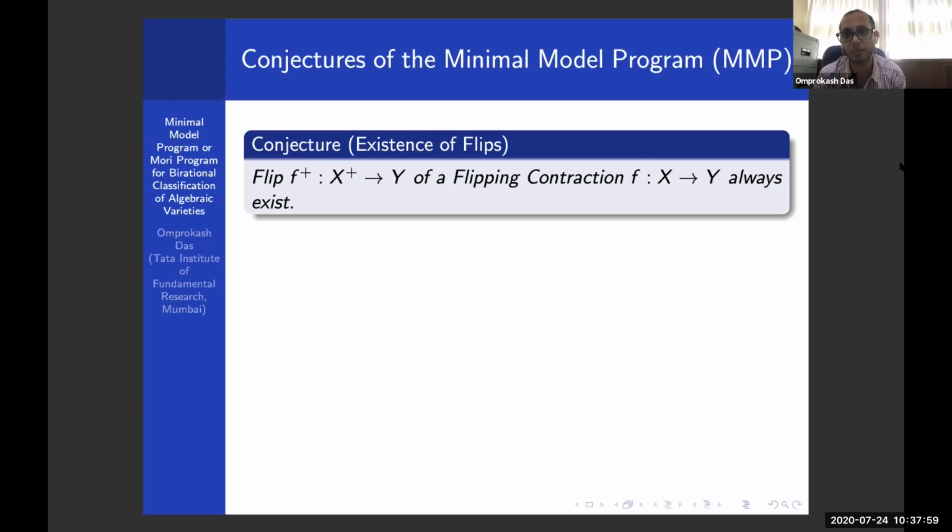This means that if you have a flipping contraction X to Y that contracts something of codimension greater than or equal to 2, then the singularity of Y becomes very bad. Then I want to replace Y by something, X plus. Okay, that X plus exists. That is the first conjecture.